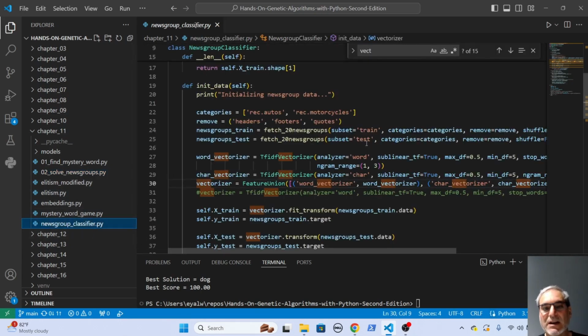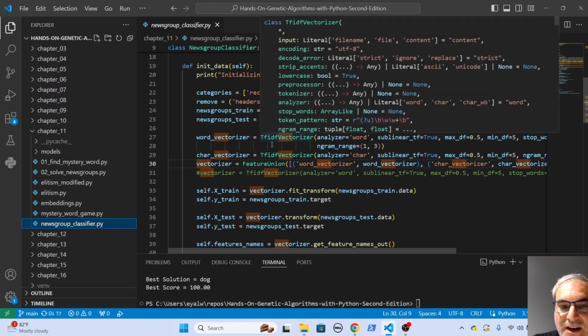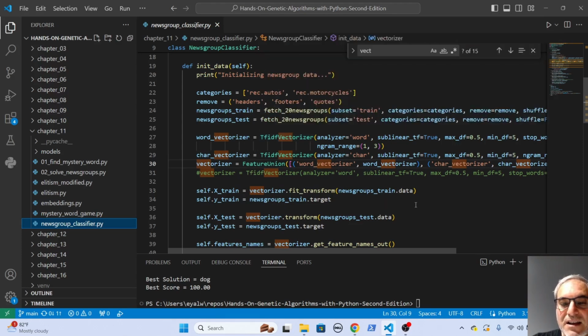So the newsgroup classifier is what will distinguish between the two groups based on the different combinations of n-grams, and you can see that we're using something called the TF-IDF vectorizer, which is a class in scikit-learn that can extract all those combinations. And we can say something like, let's have a word vectorizer, and let's take all the combinations of 1, 2, and 3 words as the n-grams, the word n-grams.